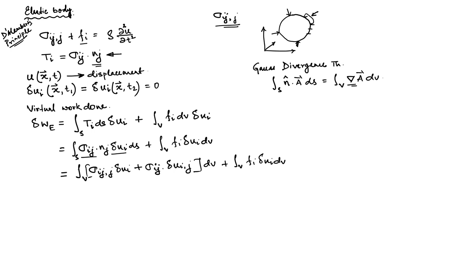Okay. So, what we can see is that we have the volume integral of sigma_ij,j plus, we can take this f_i inside, f_i whole multiplied by delta u_i dV, plus the volume integral sigma_ij delta u_i,j dV.